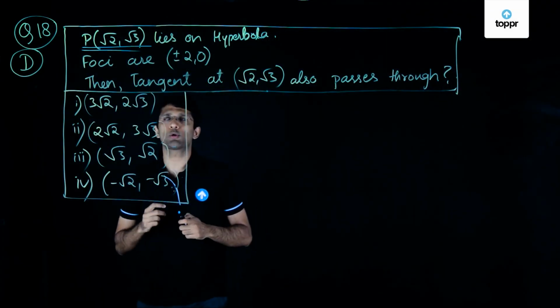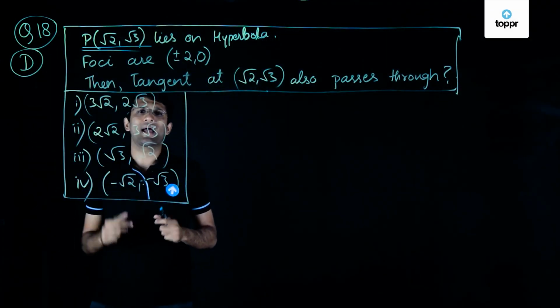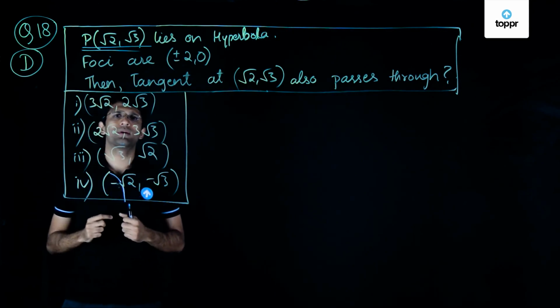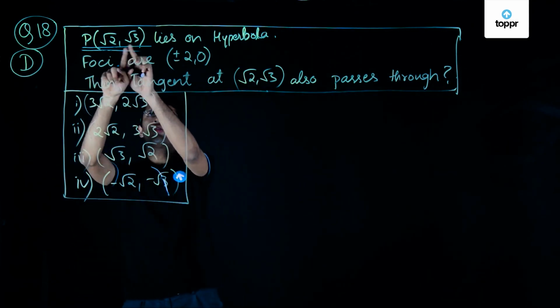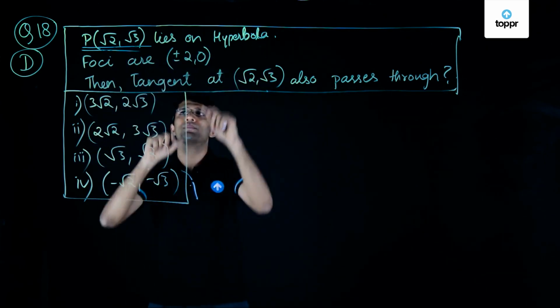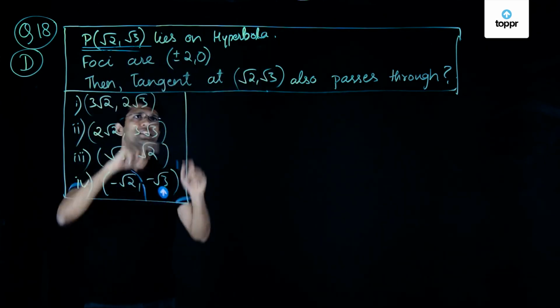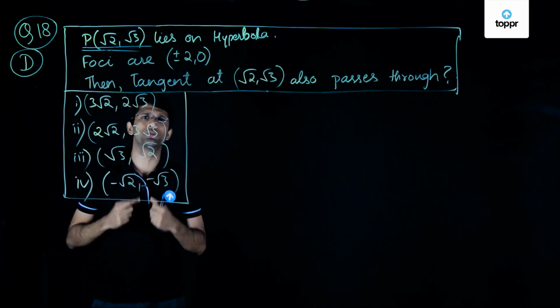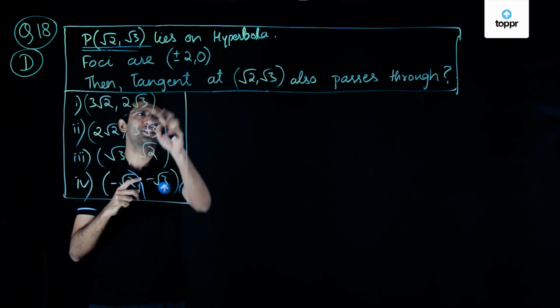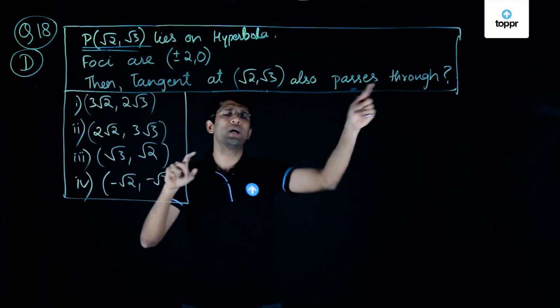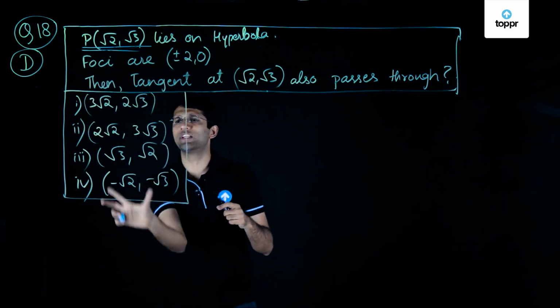Hi, this is question number 18 of set D of the IIT JEE 2017 main paper, and the question reads: the point P having coordinates root 2, root 3 lies on the hyperbola, and we have a focus of the hyperbola as 2, 0 and the other focus as minus 2, 0. So the foci are plus or minus 2, 0, and we have to find the tangent at this point P to the hyperbola, which passes through which of these 4 points.